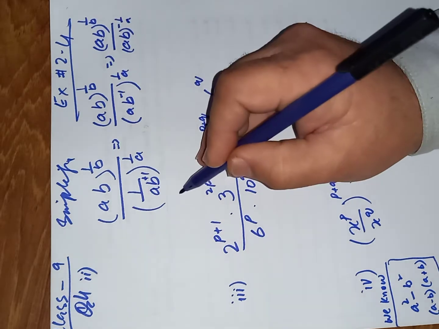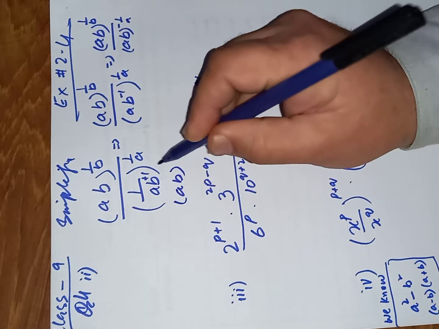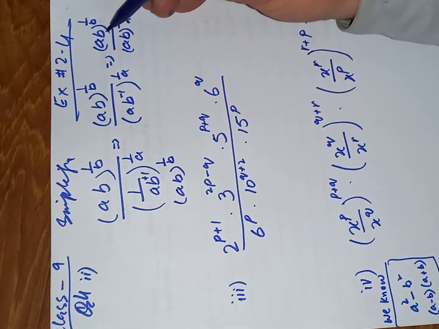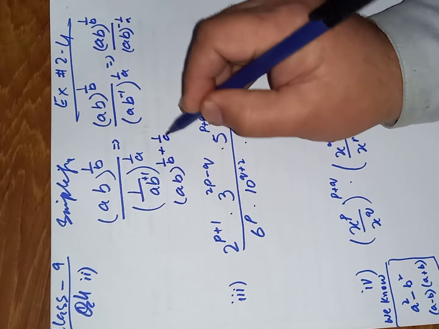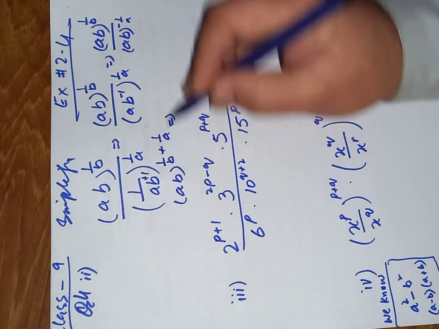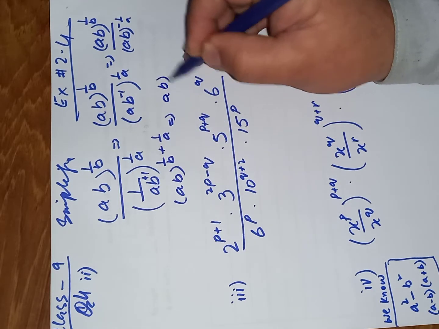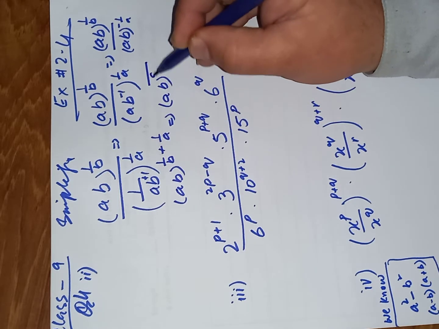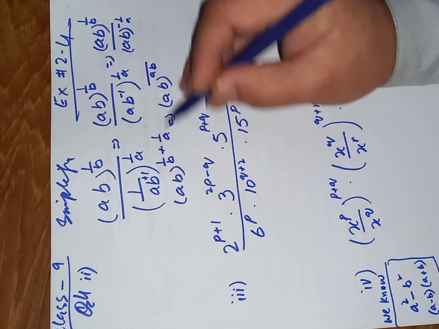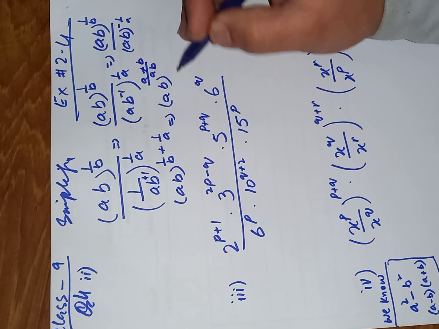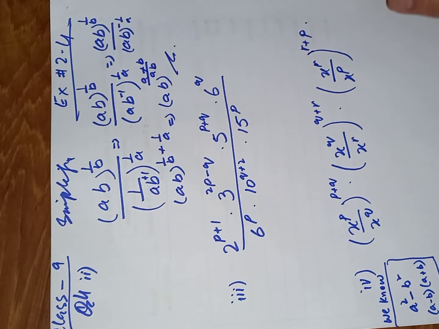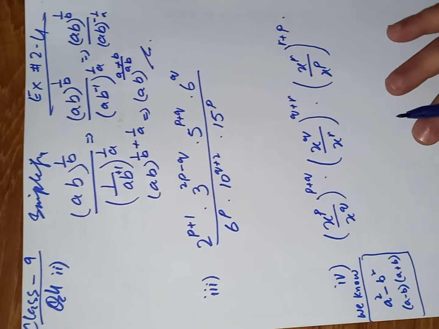Now this (ab) to the power 1 by b is already there, both bases are the same, so when it goes up it becomes plus 1 by a. Now we will take the LCM of it, so (ab) to the power (a cross b), with a there and b there, and this is the answer. Now we see the next question.